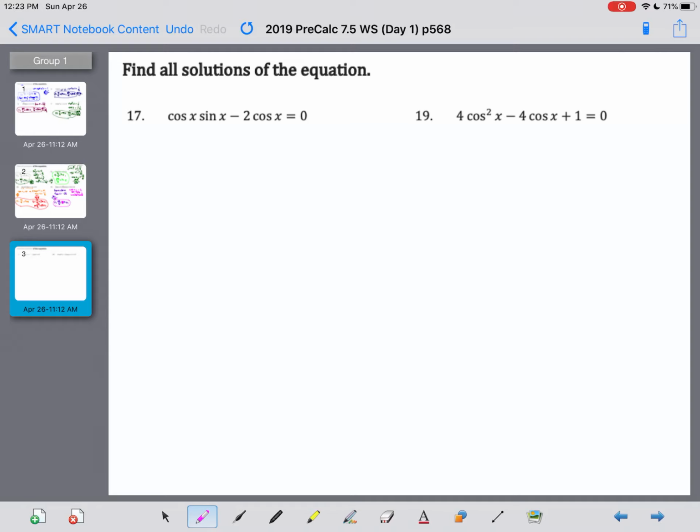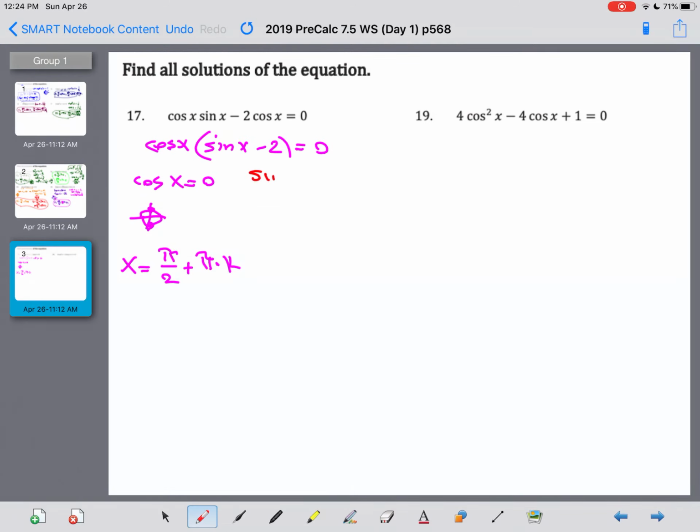Last couple here. This one here, a little different. I can factor it. I can take the cosine out of both, because cosine is a common factor. And now again, I can go cosine x equals 0 using the zero product property. Again, looking at where my cosine is 0 is here and here. So that's going to lead me to say that one set of solutions is going to be pi over 2 plus, since I've got another one diagonally to it through the origin, I can call that pi k.